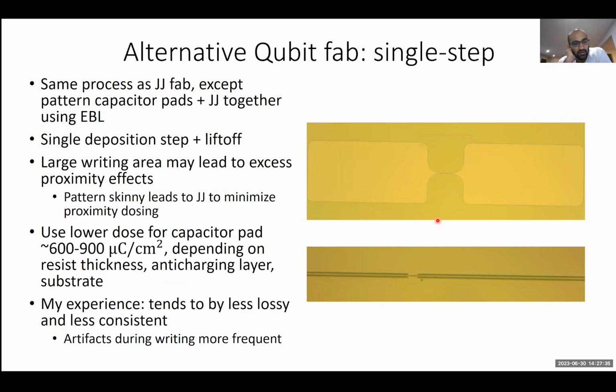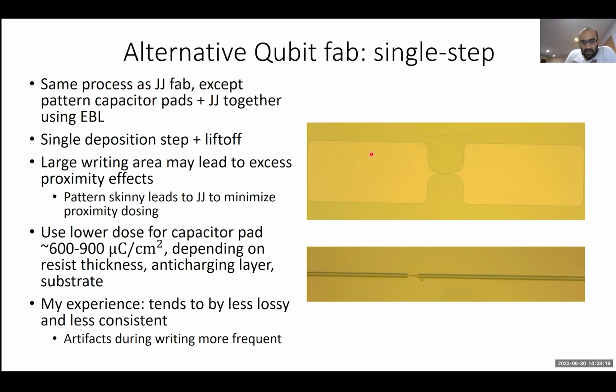The advantage of this is that you only need one deposition step and one liftoff process. So the whole fab process can be extremely quick. One issue is that because you're writing very large regions here, it might lead to excess proximity effects, and so you have to account for that. One way to account for that is to pattern very skinny leads going up to your junction. That will minimize the overall dose deposited to the wafer in this region that's 50 microns away from the junction.